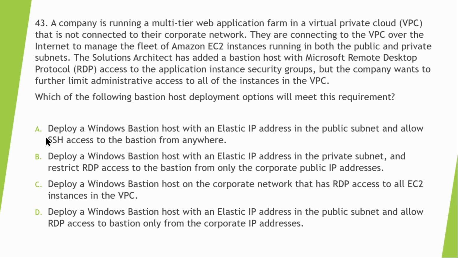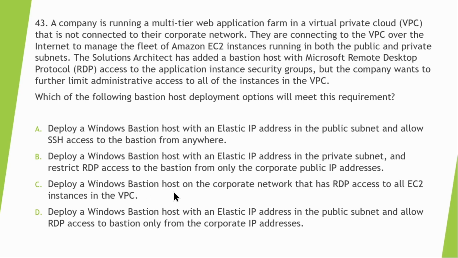So let's go through the options one by one. Deploy a Windows Bastion host with an elastic IP address in the public subnet and allow SSH access to the Bastion from anywhere. This is incorrect because since it is a Windows Bastion, you should allow RDP, not SSH. So this is clearly out of the question. Coming to the next, deploy a Windows Bastion host with an elastic IP address in the private subnet. You do not deploy a Bastion host in a private subnet, so that is incorrect. It should always be deployed in the public subnet, not the private subnet.